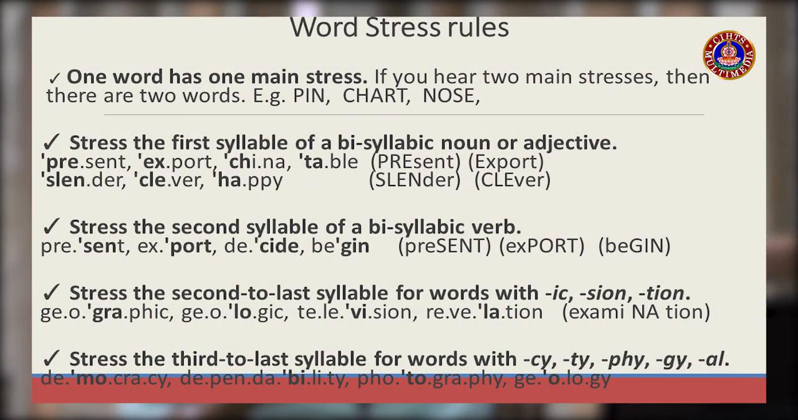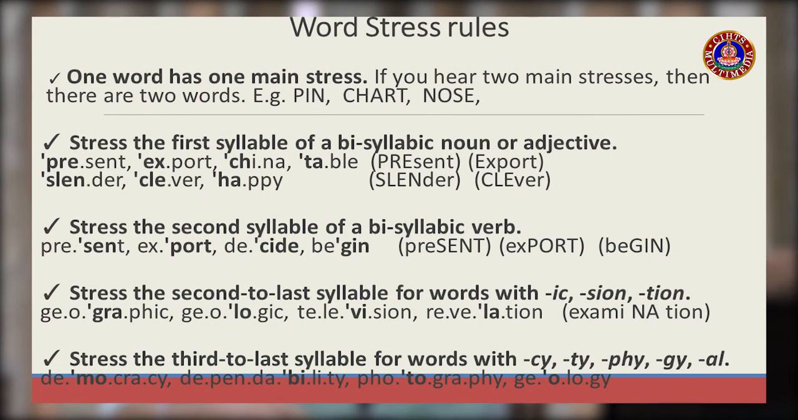And there are more rules, but we don't have time to look into it. For those who are interested, we'll arrange something else. Jaise geographic, jaise geologic, television. You raise that second last syllable a little. Revelation, examination, situation. There are so many hundreds of words ending with shan. And then of course, CY, TY, PHY, jaise photography. It's difficult to read. Jaise democracy, CY endings and GHY endings, PHY endings, etc.